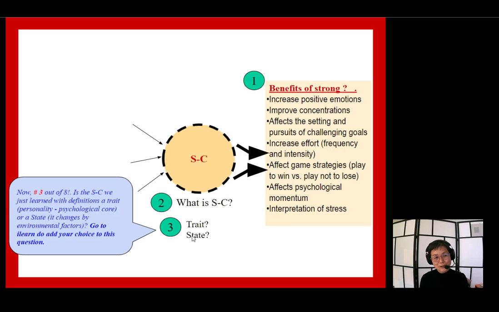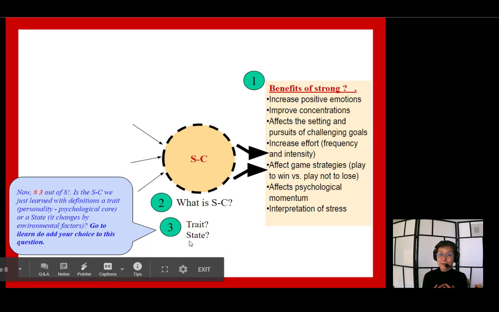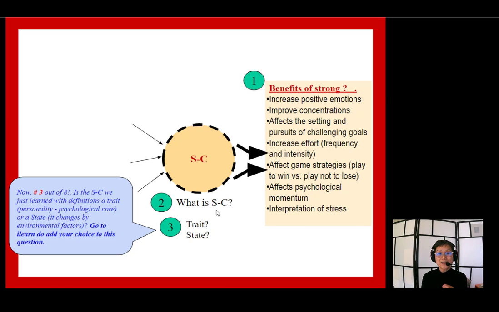and multidimensionally, are trait or state? So again, trait means a psychological core that we learned a while ago. So you're born with it, it tends to be very stable and stay in your personality. It doesn't change. That's a trait, okay? Or it's a state, something that you can develop over time, or it's a typical response, right?